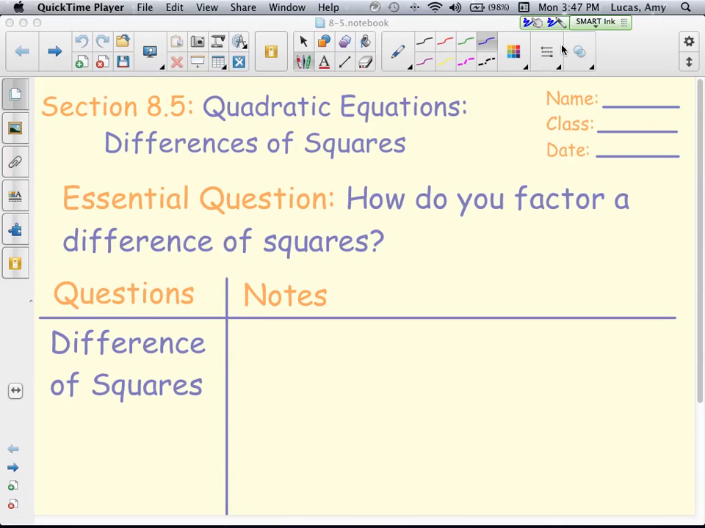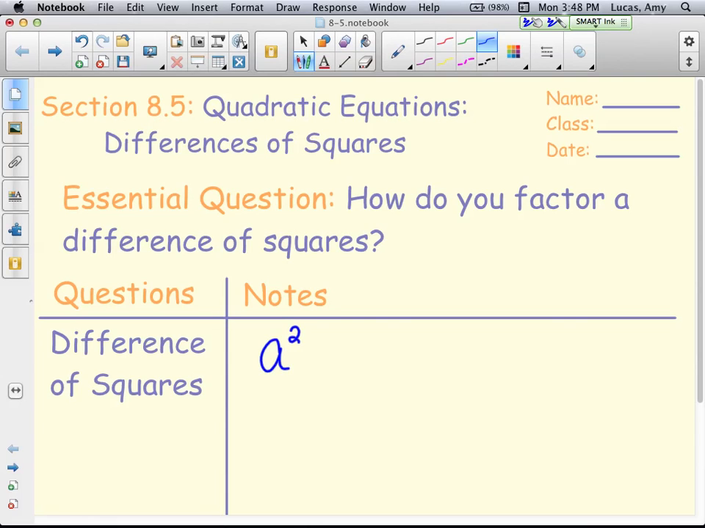Lesson 8.5. Today's lesson is working with quadratic equations and factoring a special type that's called the difference of squares. Our essential question is, how do you factor a difference of squares? And our vocab word is also difference of squares. Squares means perfect squares. So if we have two perfect squares that are being subtracted from each other, that's called a difference of squares, because subtraction is what the word difference indicates. So the difference of squares.